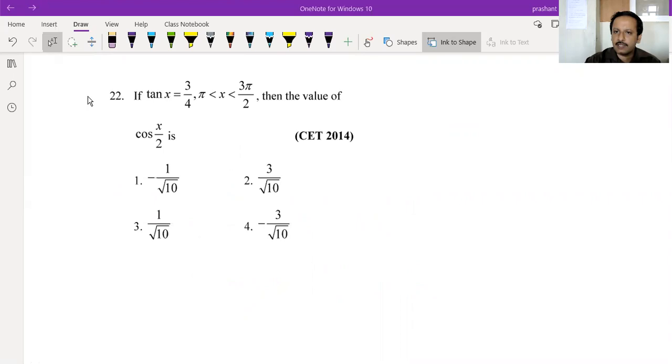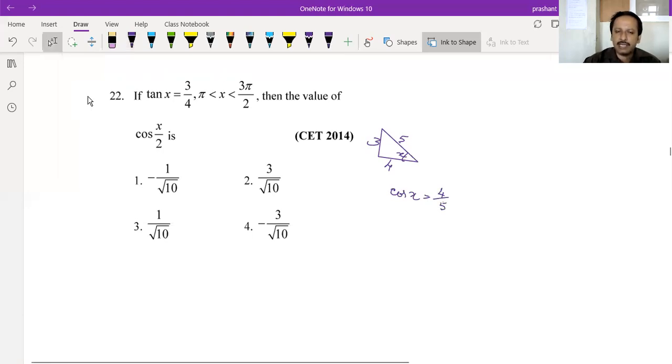Let me consider a right angle triangle here. I'll call this angle x. Tan x is equal to 3 by 4, so then the hypotenuse will be equal to 5. Now tan x is 3 by 4. What will be the value of cos x? Cos x is equal to 4 by 5, adjacent by hypotenuse.